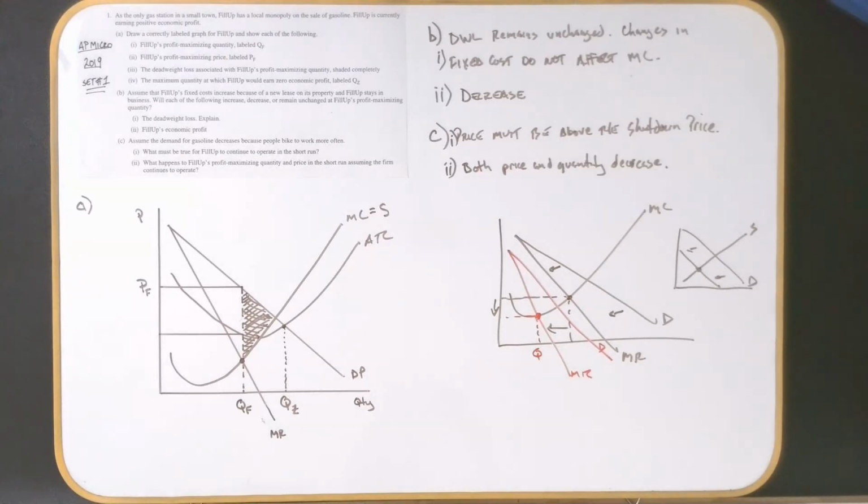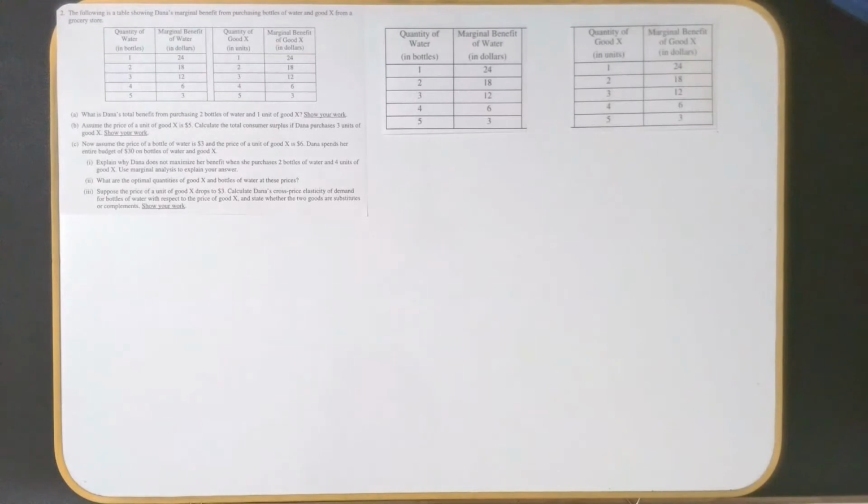Time now to move to question 2. Question number 2 says, the following is a table showing Dana's marginal benefit from purchasing bottles of water and good X from a grocery store. Once again, you would have thought they could have come up with a product other than good X, but that's the creativity of the College Board on the econ exam.